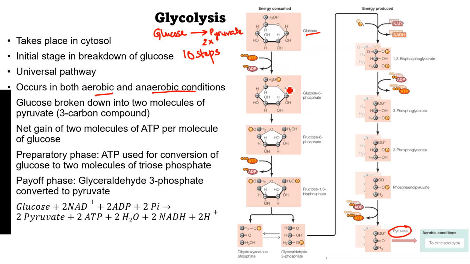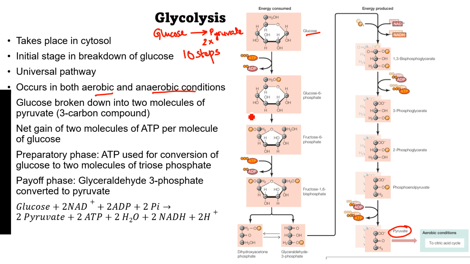If you look at this pathway, you can see that this pathway can be divided into two phases, right? One is the preparative phase and another is the payoff phase. In the preparative phase, ATP is required for the generation of high energy intermediates, right?